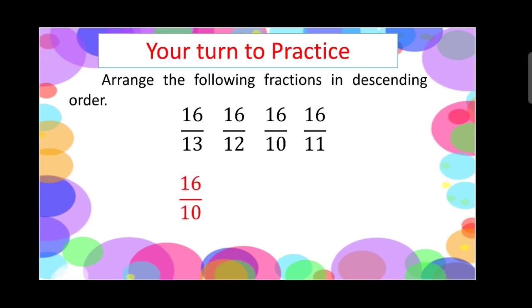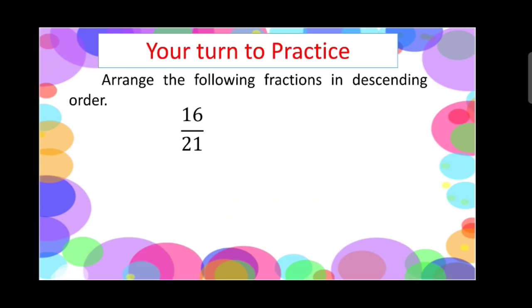Descending, so the value goes smaller. Next is 16 over 11, then 16 over 12, and lastly 16 over 13. So you'll notice our biggest value is 16 over 10, and the smallest fraction is 16 over 13. So it is in descending order.